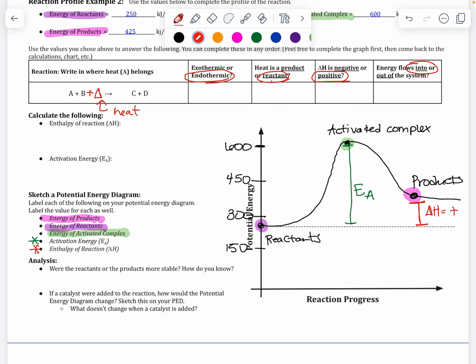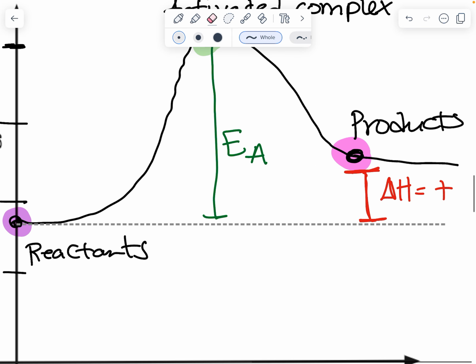All right, enthalpy of reaction, same calculation as before. Our delta H total is our energy of products minus reactants. You should use that formula on the test. You don't have to memorize that. But we get 425 minus 250, which is positive 175 kilojoules per mole. And if we want, we can write that number down here because it's that delta H. So positive 175 kilojoules per mole.